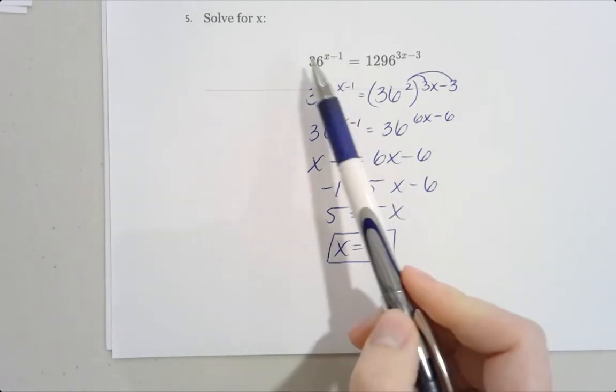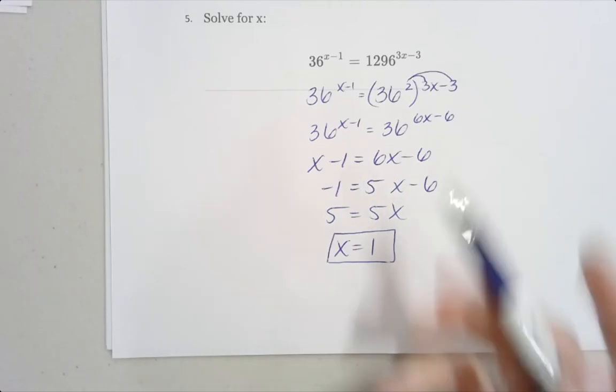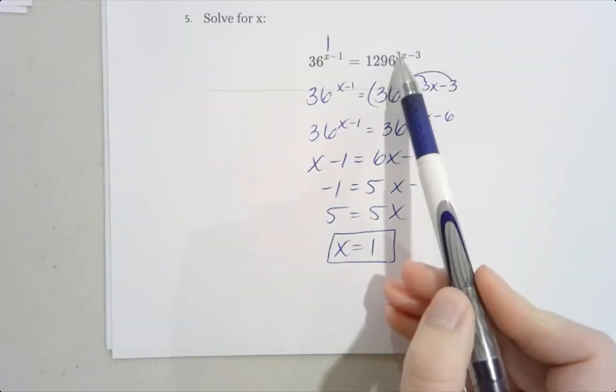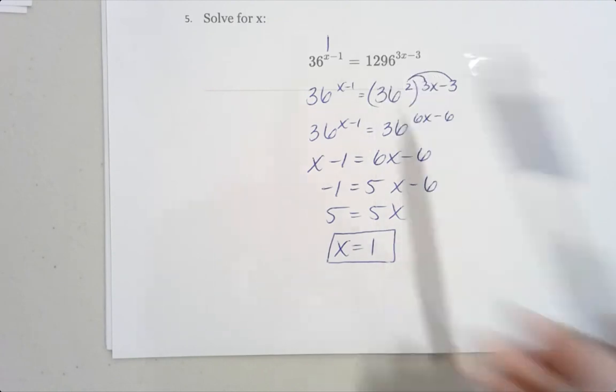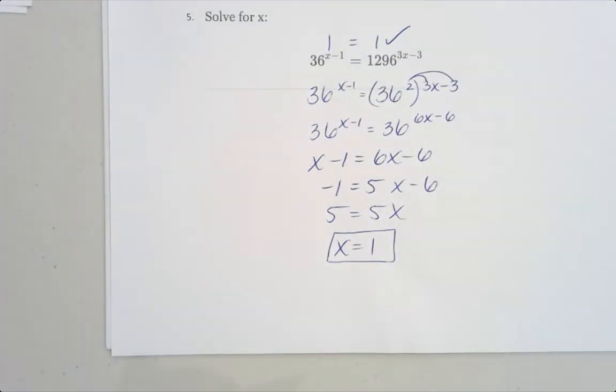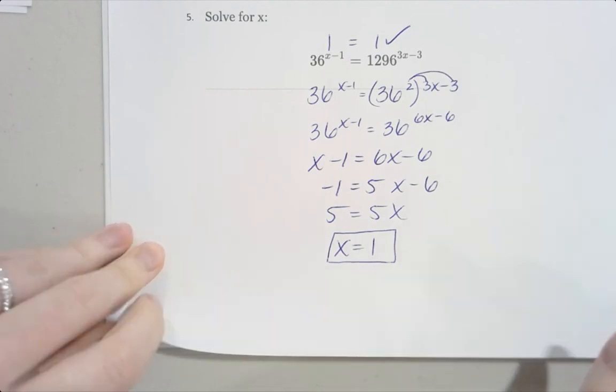1 minus 1 is 0. Anything to the 0 power is 1. 3 times 1 is 3. 3 minus 3 is 0. Anything to the 0 power is 1. It works, guys, even when it gets a little crazy. So stay confident. Use your calculator if you need to double check any of your arithmetic.